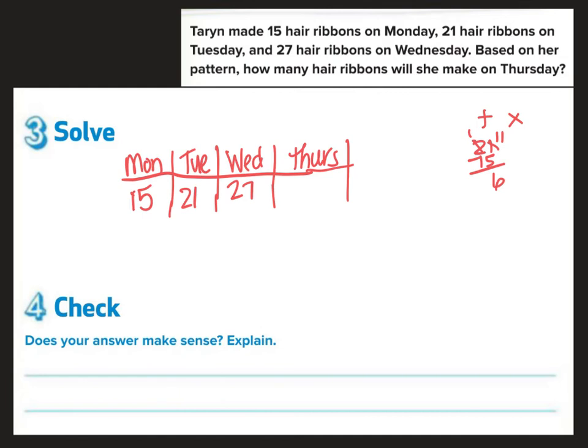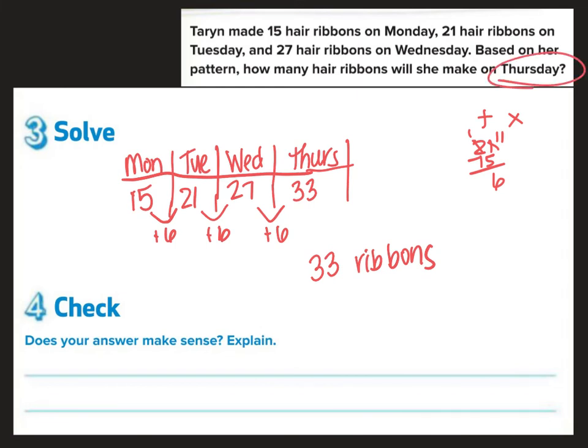Should I just assume the pattern is adding 6? No, let's see. What is 21 plus 6? Oh, look at that. 27. So she can make 6 more ribbons every day. So my pattern is add 6. My rule is add 6. And so the next term in my sequence is going to be 27 plus 6, or 33. 33 ribbons. So then down here I'm going to write 33 ribbons as how many she's going to make on Thursday.